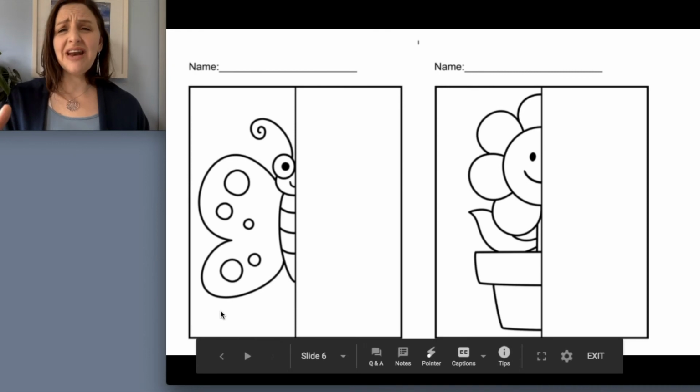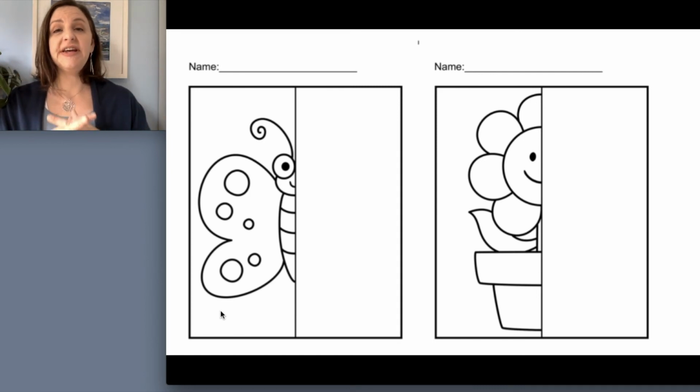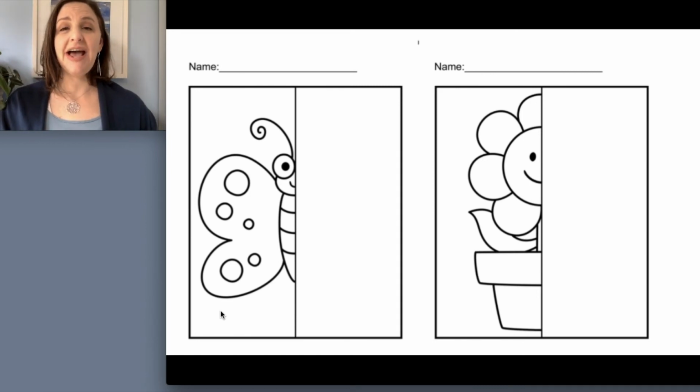Okay, that's a book that I want to read to you, and guess what? It's stuck in the library at school. So hopefully I will be able to get that book and I'll read it to you soon. It's a great book. It's called Seeing Symmetry.